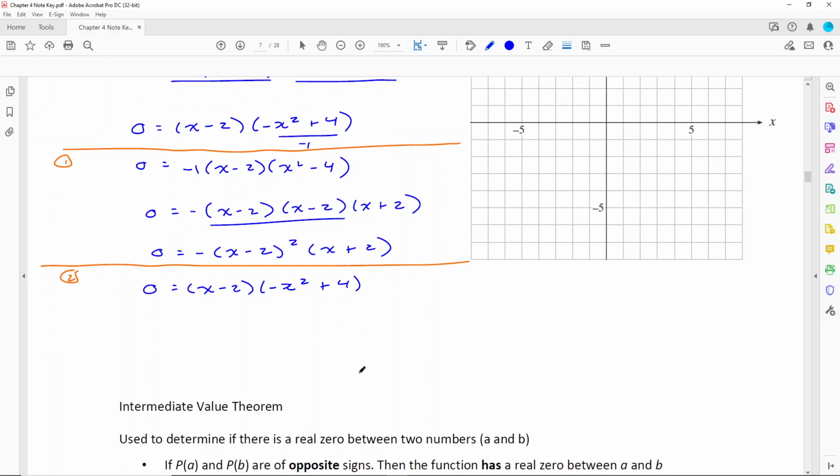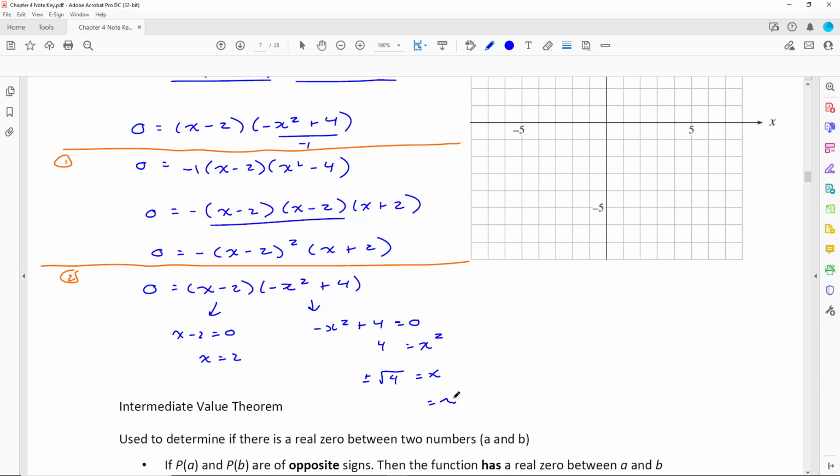What I mean by that is I could say, hey, what makes this factor equal to 0? So what makes x minus 2 equal to 0? Oh, when x is 2. Okay, that's easy. And then you do the same thing here. What makes negative x squared plus 4 equal to 0? And then you solve. So I'm going to add x squared to each side. And then I'm going to take the square root. When I take the square root, I have to remember plus or minus the square root of 4.